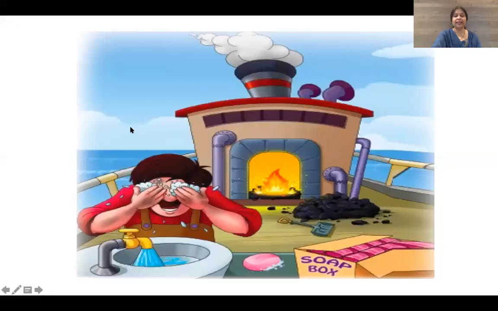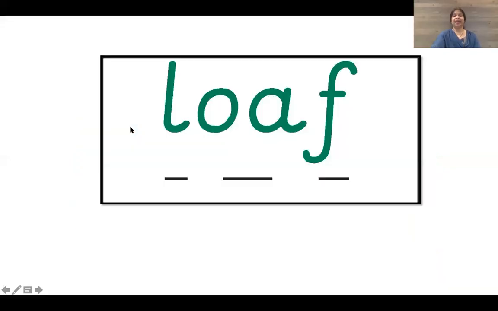Oh, children, now it's time to learn few green words with letters OA, and let's see which are those. And here is the first green word, and we are going to learn it through my turn, your turn technique. So let's see how many sounds are there in the first word. I can see 1, 2, and 3 lines. So this word has 3 sounds. That's right. Let's see which are those. L-O-F, loaf.